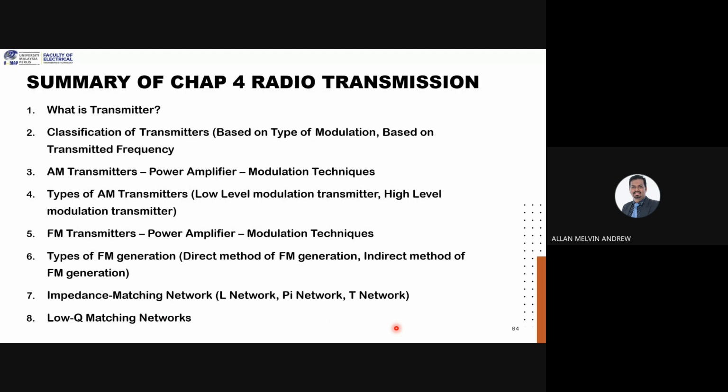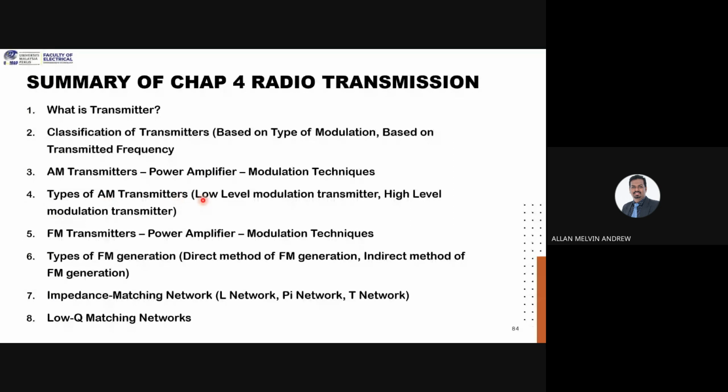Okay, so we conclude chapter number 4. It's more on the understanding and explanation for you to understand radio transmission. We have seen it in 4 parts, which we covered last week and also this week. Last week we saw what a transmitter is, and the classification of transmitters. Usually transmitters are classified based on the type of modulation and the transmitted frequency range, so we select the transmitter based on that. Then we saw AM transmitters, the power amplifier modulation techniques, and the types of AM transmitters.